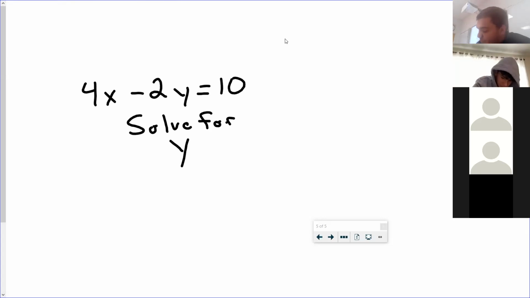I don't get what to do after. I messed up and then I put a y instead of an x. Wait, do I divide the 10 by the 2y, or do I divide the 10 by? I would divide 10 by the negative 2.